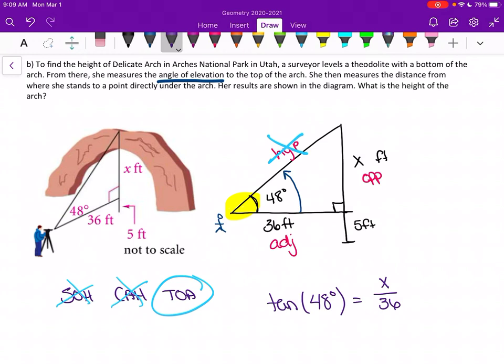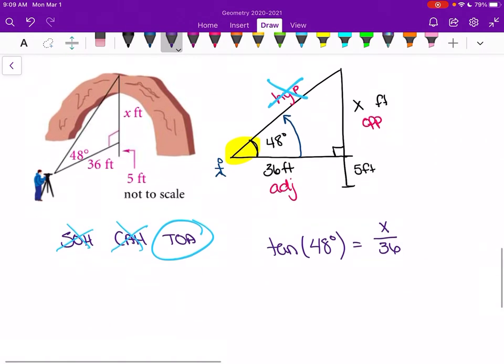Okay, I don't need to use inverse functions, okay, because I know the angle. Inverse functions are only used to find angle measures. I already know the angle. That's not what the question's asking. So now I'm solving for x. So to solve for x, I'm going to multiply both sides by 36.